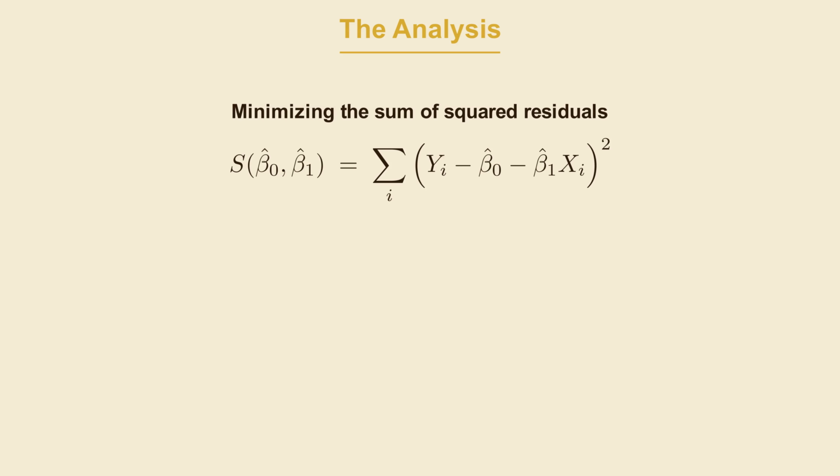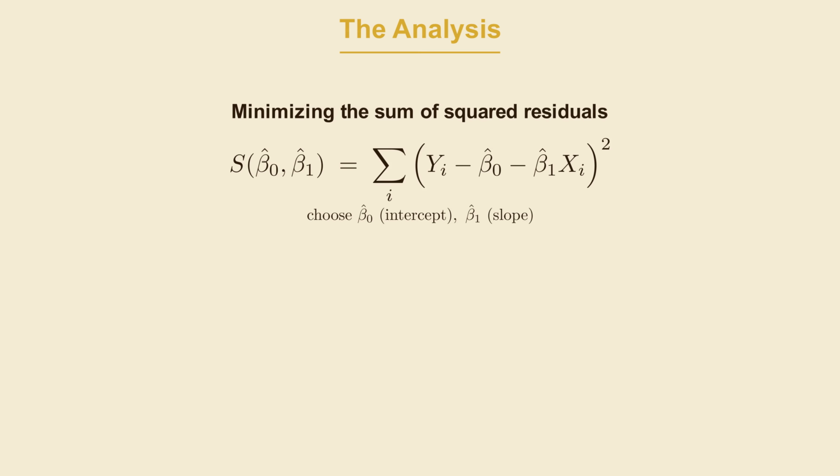So last time we landed on the OLS criterion. The best fitting line is the one that makes the sum of squared residuals as small as possible. We also said that finding it is an unconstrained optimization problem. We're choosing two numbers, the intercept and the slope, that minimize a function. Today we're actually going to solve that problem to get the formulas.